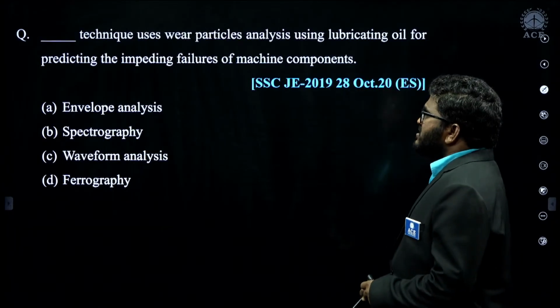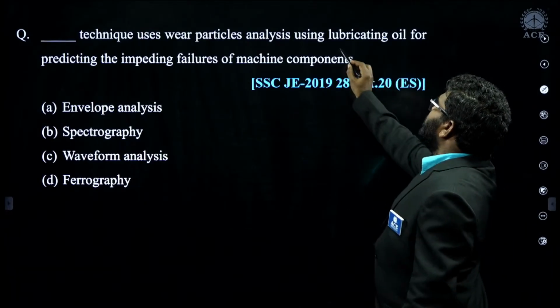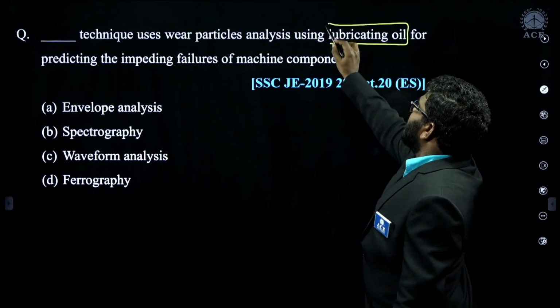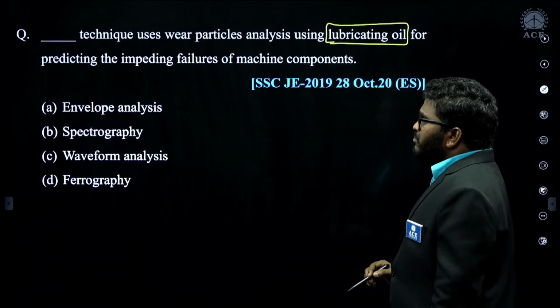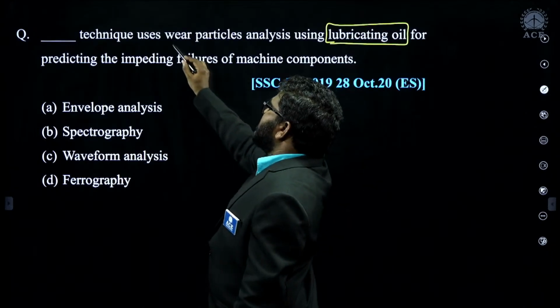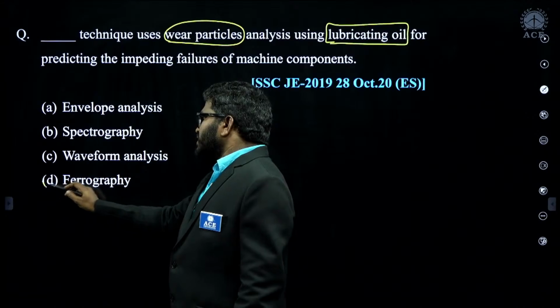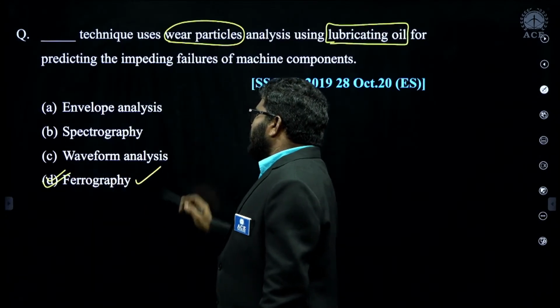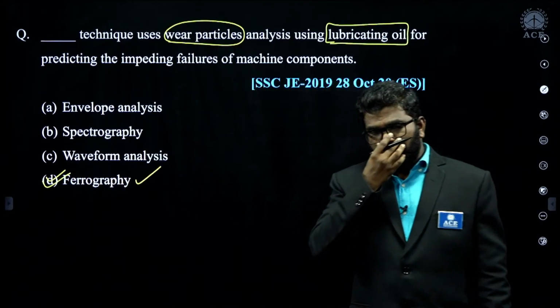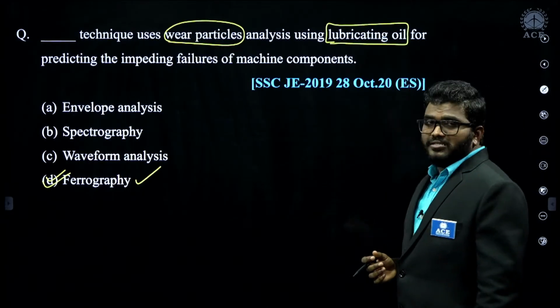Now, the dash technique uses wear particle analysis using lubricating oil. Remember, by using lubricating oil, we are analyzing the wear particles which are released from the machine. That we call the ferrography method. D, ferrography method. We are using the ferrography method to analyze the wear particles in the lubricating oil.